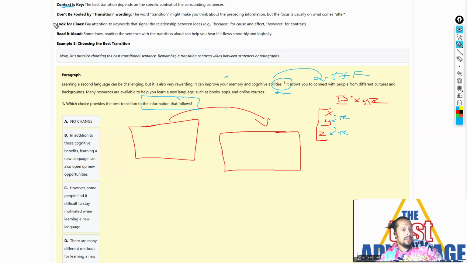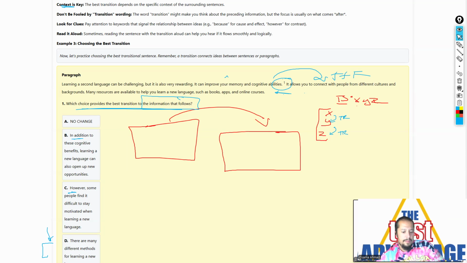Make sure you read the information. Okay, don't be fooled by transitional wording. Don't be fooled by these. Right? Some of them won't have transitions. That's normal. The goal of a transitional sentence, transitioning to information. Right? What's its goal? To change the ideas. Okay, so be careful there.